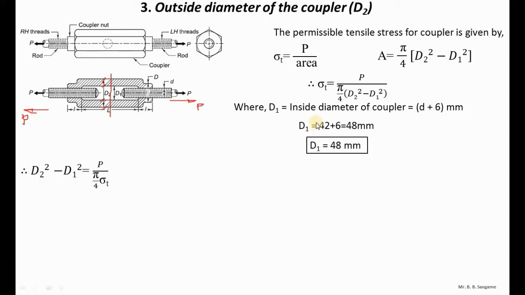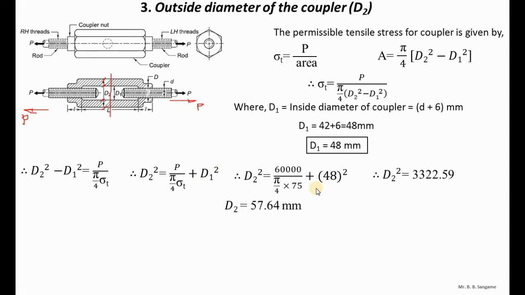So let us calculate d2. I have written this equation in terms of d2 square. It will be d2 square is equal to P divided by pi by 4 sigma t, plus d1 square. So put the values of sigma t and d1, which we have already calculated. By calculation I found that d2 is 57.64 mm.